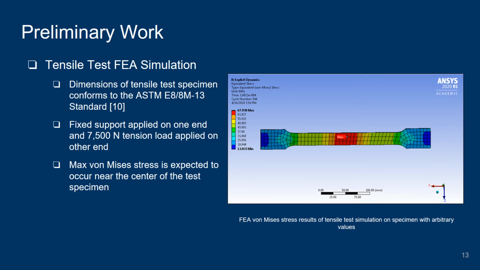Another preliminary work done was the setup of the tensile test FEA simulation, where the dimensions of the specimen conform to the American Society for Testing and Materials standard. The setup of the FEA was established using arbitrary values. A fixed support was placed on one end of the specimen, and a 7,500 Newton tension load was applied on the opposite end. As expected, the maximum von Mises stress occurred near the center of the test specimen.